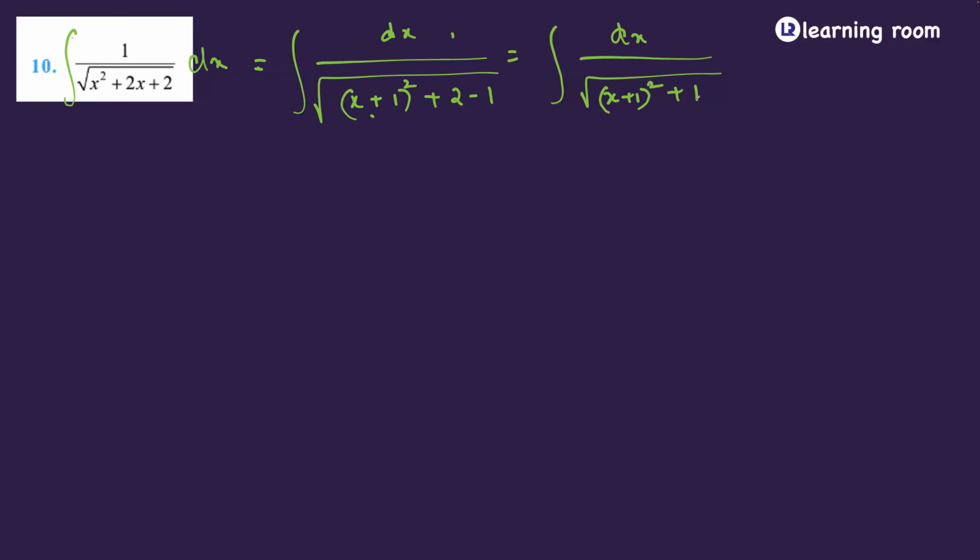So 1 by root of x square plus a square is going to be equal to log of x plus root of x square plus a square. So basically (x plus 1) the whole square plus 1 is nothing but the question itself. So you can write that itself. So log of x plus 1 plus root of x square plus 2x plus 2, plus c. So this will be the required answer. Did you all understand? Right?